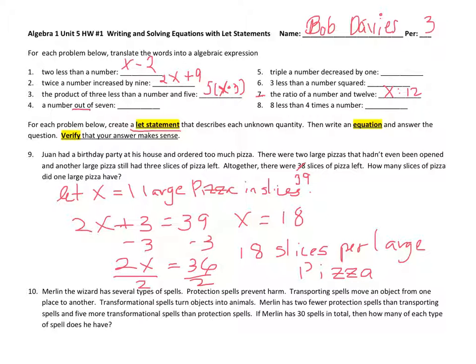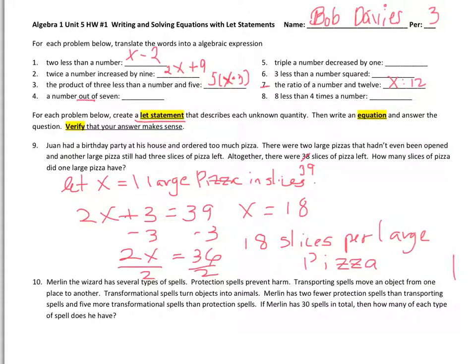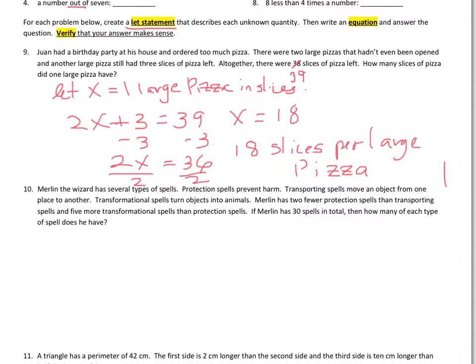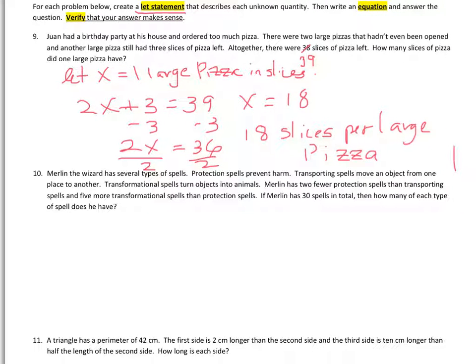Now, for 10, we have another problem. It says Merlin the Wizard has several types of spells. Protection spells prevent harm, and transporting spells move an object from one place to another. Transformational spells turn objects into animals. Merlin has 2 fewer protection spells than transportation spells and 5 more transformational spells than protection spells. He has 30 total. How many of each type?